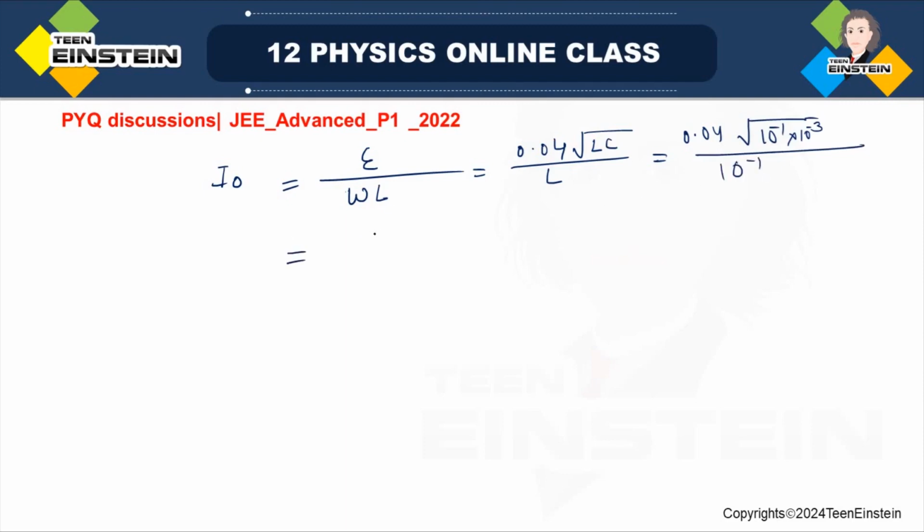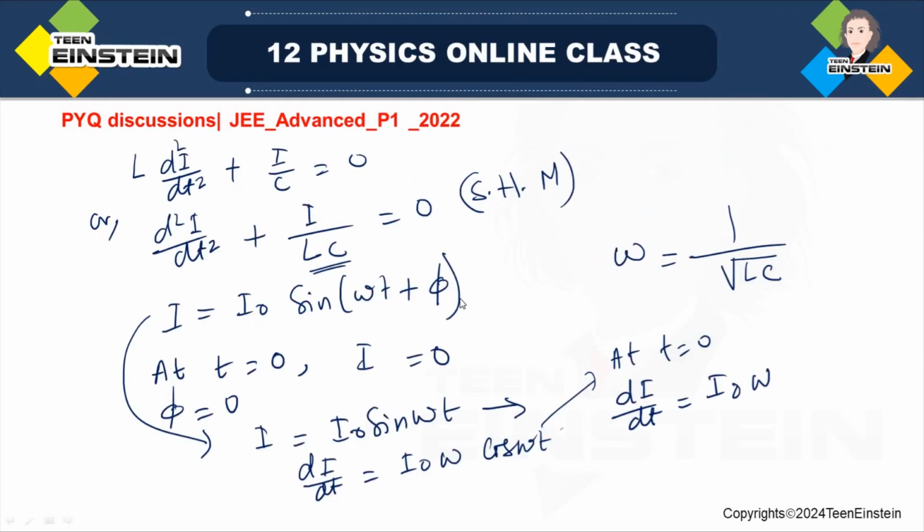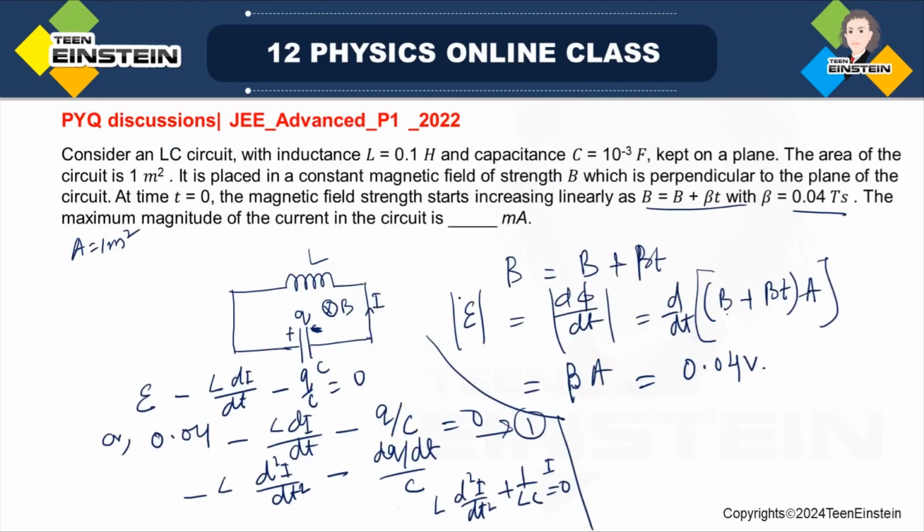Look what I get. So this will be 4 into 10 to the power minus 2. Here there will be minus 2 from the square root, and here I have 10 to the power 1. So this will become 10 to the power minus 3. 4 into 10 to the power minus 3, this is in ampere. Okay. So I get the maximum amplitude of the current will be 4 milliampere. So 4 milliampere will be the answer for this question. Thank you.